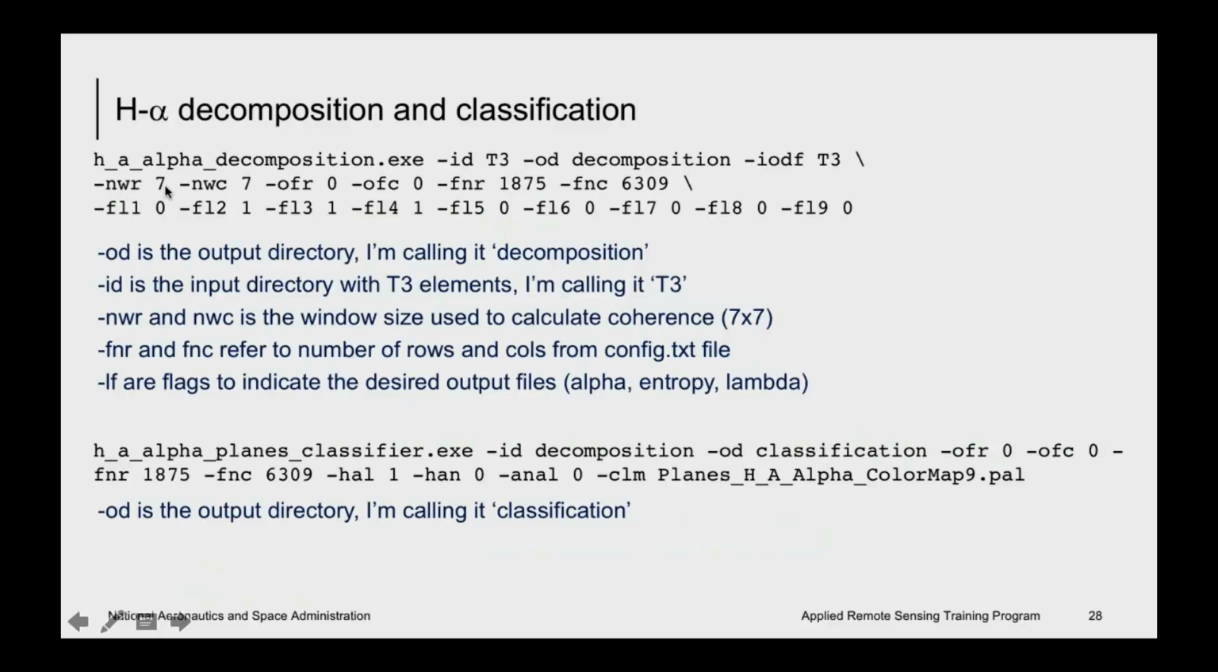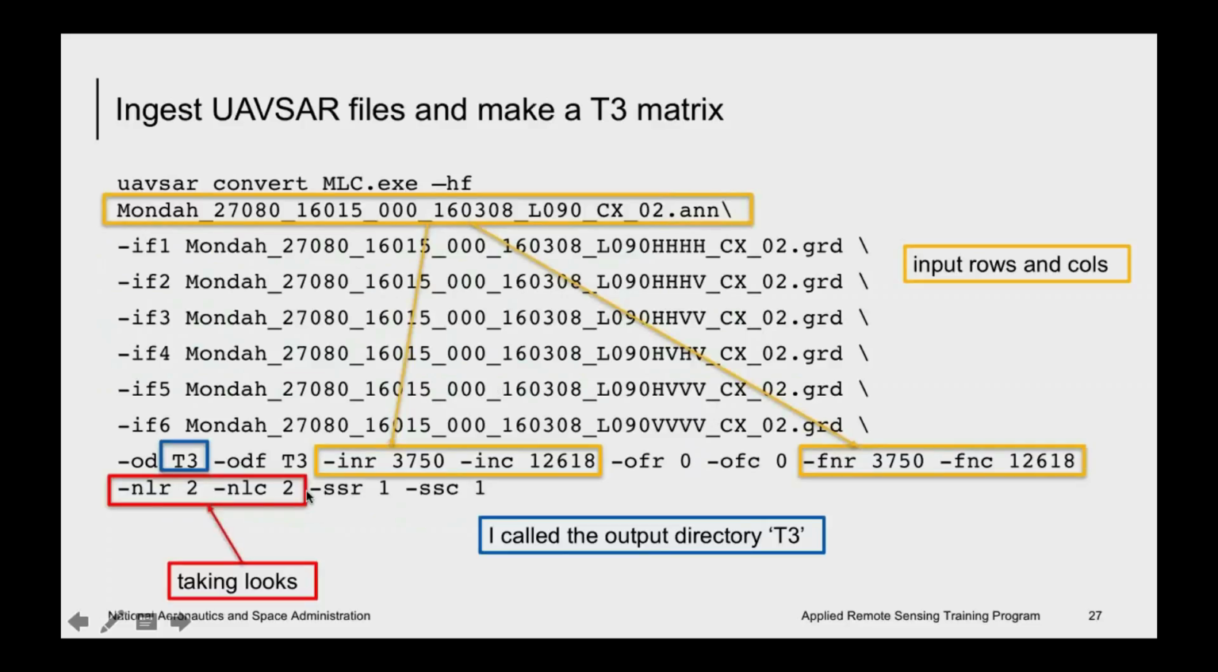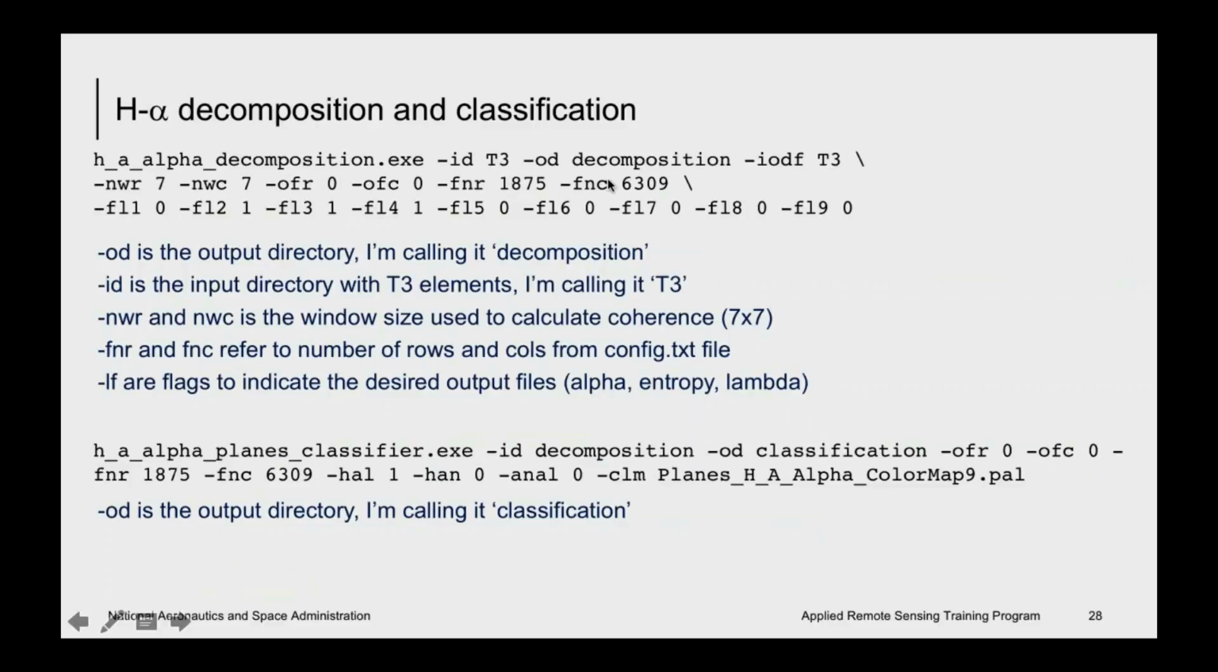Remember we talked about how we take a moving window to calculate the values in the T3 matrix. So this is what we're talking about here. You have a window in rows and a window in columns, and this is what's used to do our calculations. This is relevant, and I'm using a 7 by 7 window here, but you could use a larger number. You could use 9 by 9, 10 by 10, and play with the results. The final number of rows and columns depends on the number of looks. Because I was taking 2 by 2 looks, this number is half of what I had initially. And these are some flags indicating the outputs that I want.